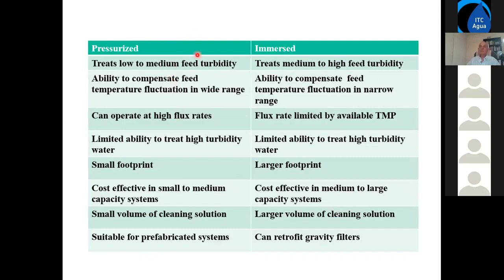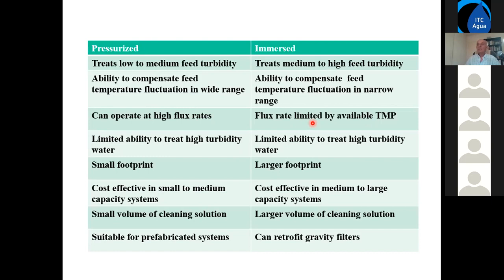Now, in addition to this, we could have pressurized, which could be, as I said, inside out or outside in, or immersed, only outside in. One major difference is the availability of TMP. In the pressure driven, the TMP can be applied with some limitation, but it could go even over 1 bar. In the immersed, which is vacuum driven, the vacuum cannot be higher than negative 1 bar, but we cannot operate at 1 bar because it will just remove air from the water. So the limit is 0.7 bar.